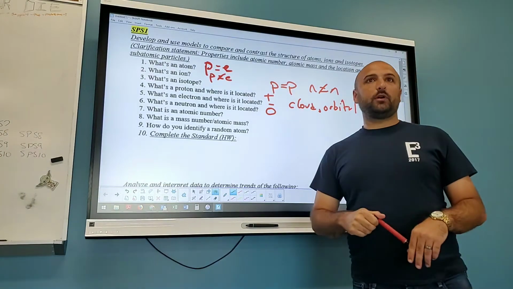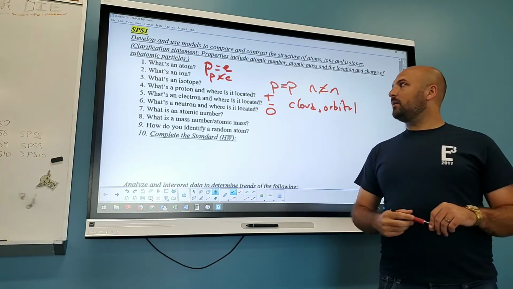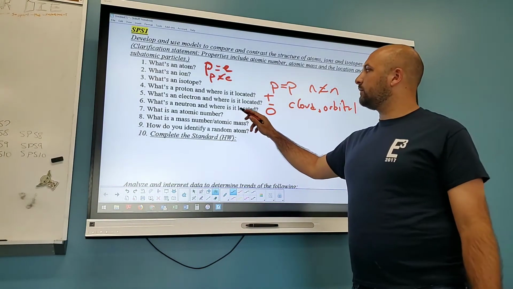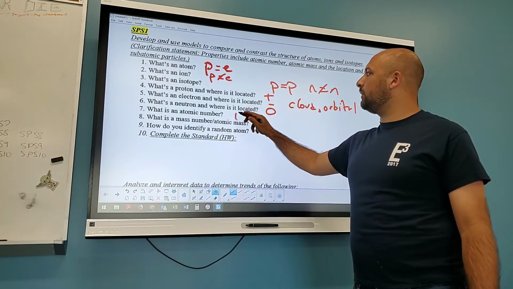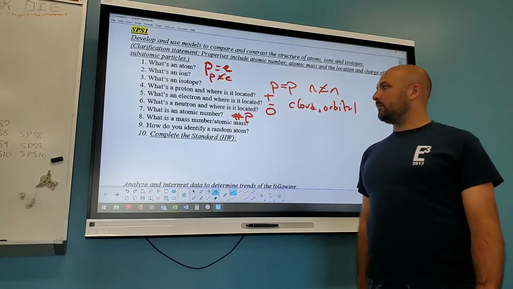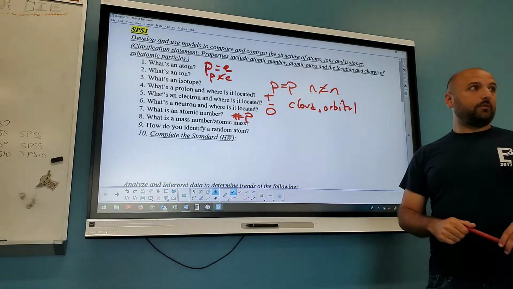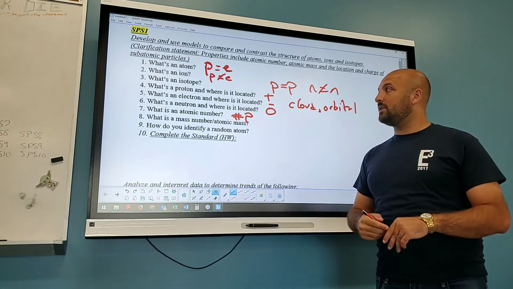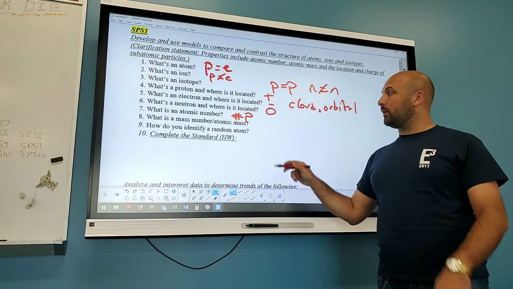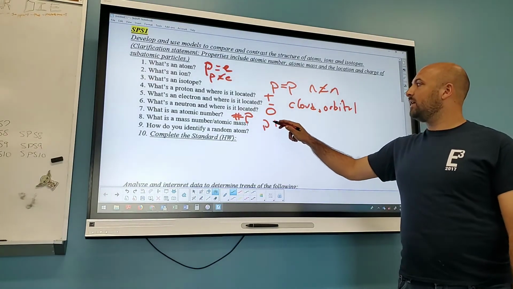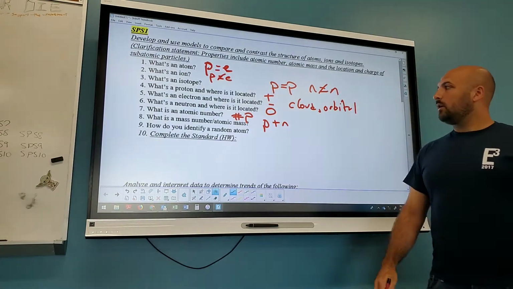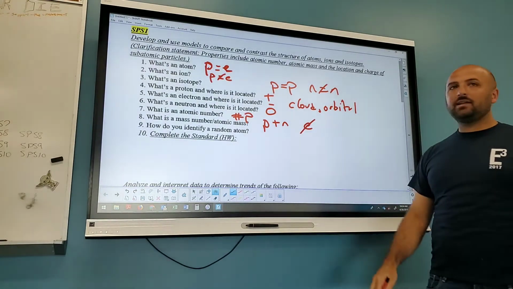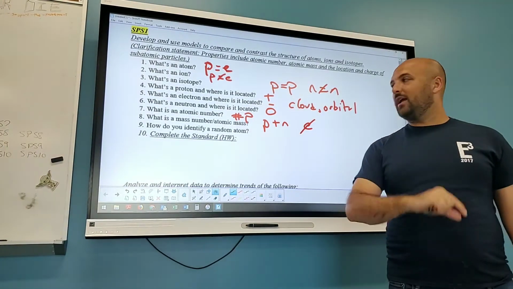What's an atomic number? That's the atom's number of protons. So the atomic number is simply the number of protons in an atom. What's the mass number? Well, the mass number requires mass, and the only two atomic particles that have mass are protons and neutrons. Electrons don't count because they are too small.